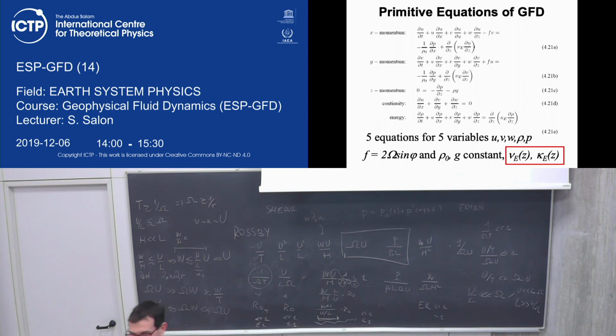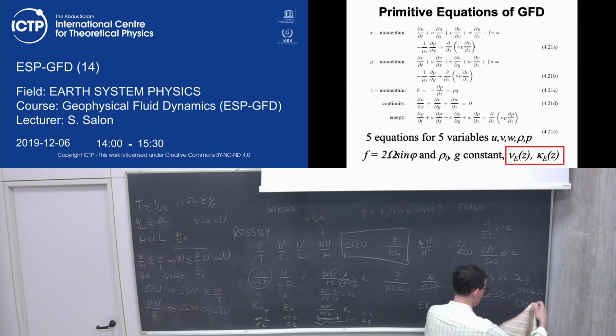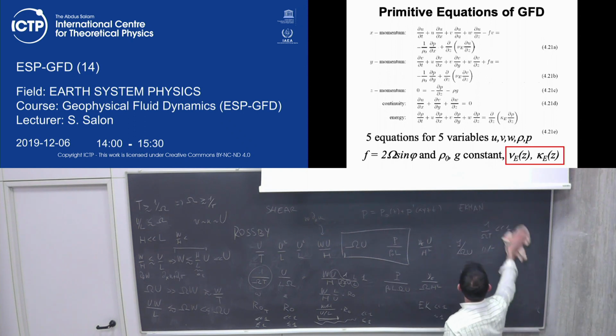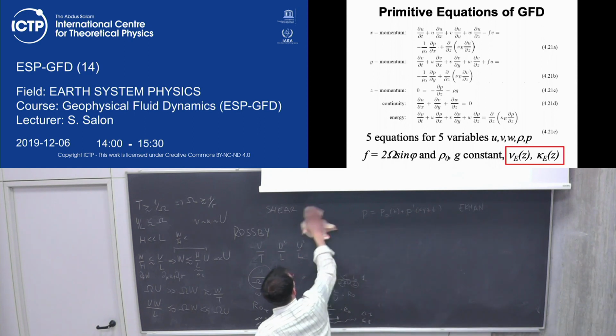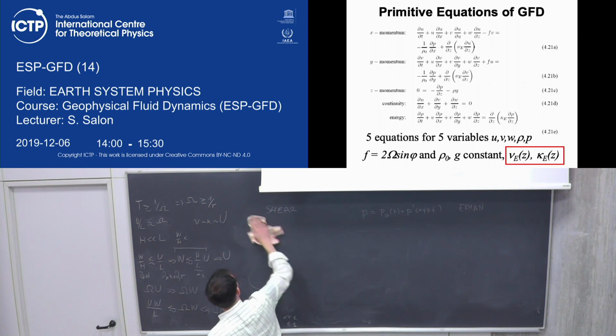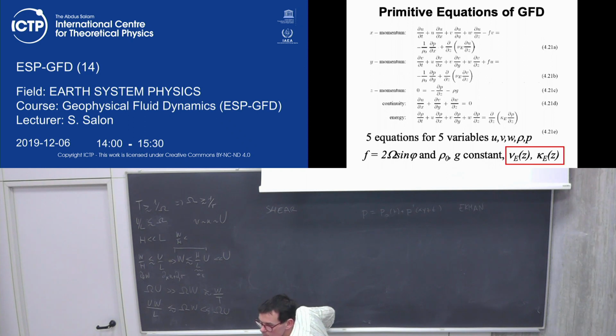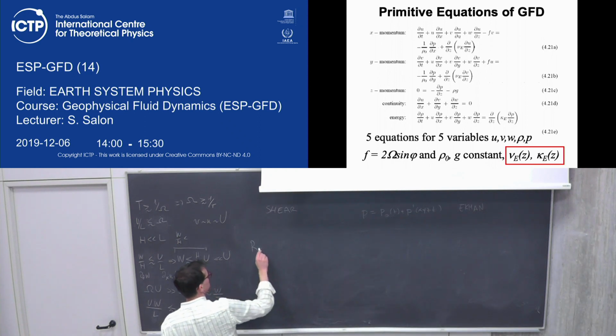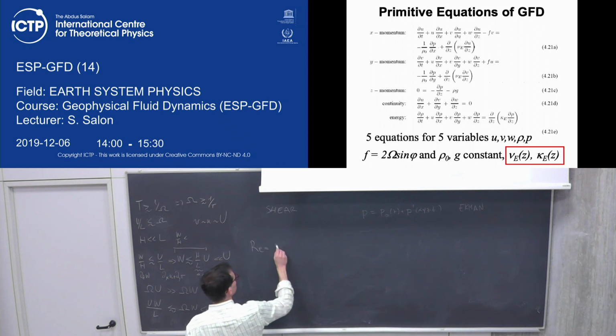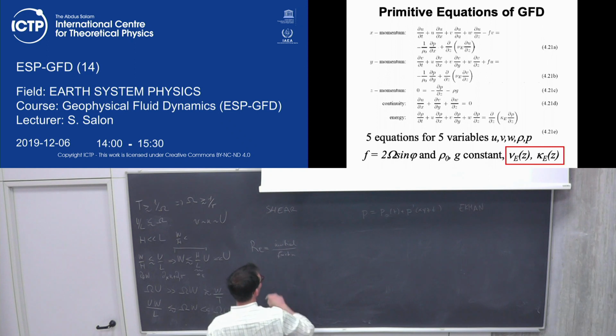Okay, do any of you know about the Reynolds number? Yeah. Okay, so the Reynolds number is another number named after a very important scientist, Osborne Reynolds. Exactly. We will see. Of course. So the Reynolds number is the ratio between inertial and friction, or advection and friction.